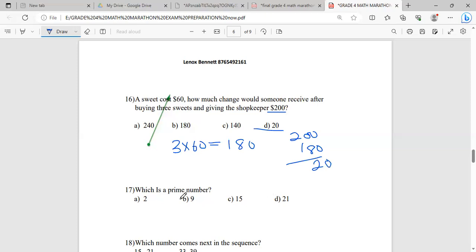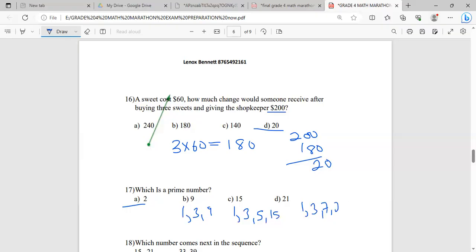Which is a prime number? And that would be 2. Don't be tempted by 9, 15. They are not prime numbers. Factors of 9 are 1, 3, and 9. Same thing with 15: 1, 3, 5. Remember, prime numbers only have 2 factors: one and themselves. This would be 1, 3, 7, and 21.